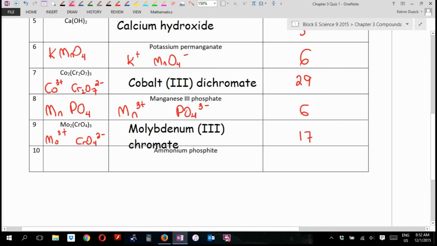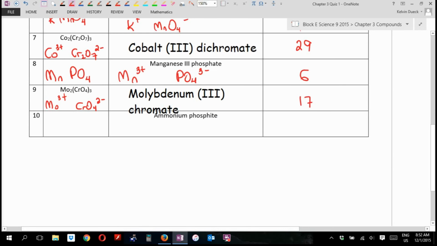Yay. Ammonium phosphate. Ammonium. Huh? Oh, that's the rare polyatomic ion that's positive. In fact, this year, that'll be the only one that you run into that's positive. There are others, but this is the only one. Ammonium, I think, is NH4 plus. And phosphite, PO3, 3 negative, PO3, 3 negative.